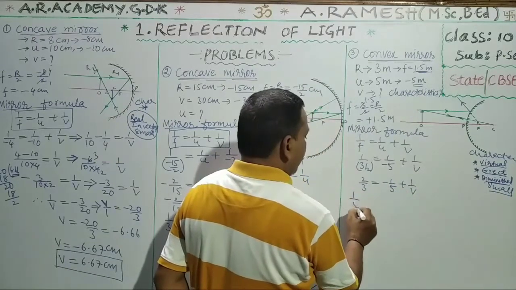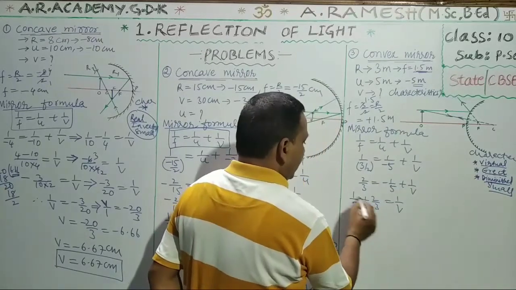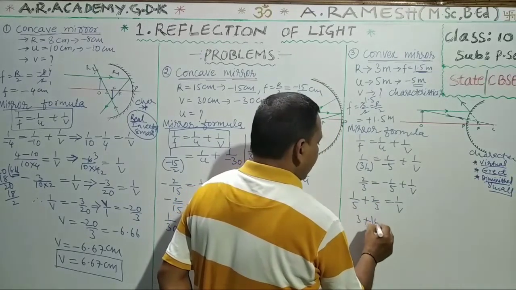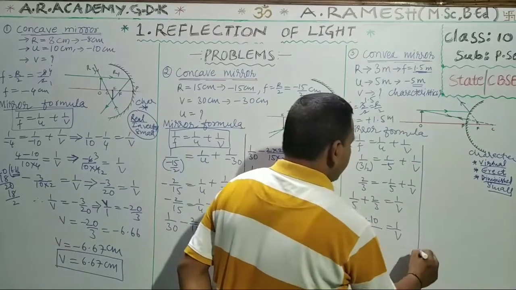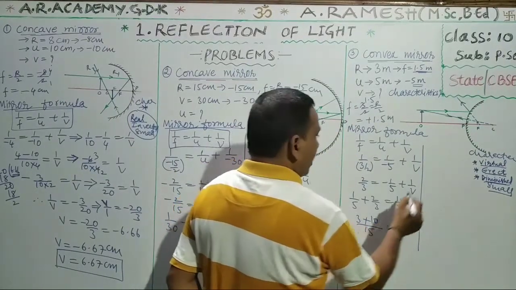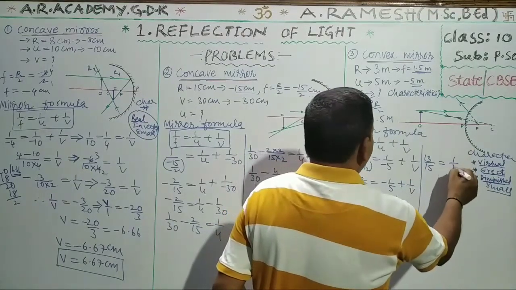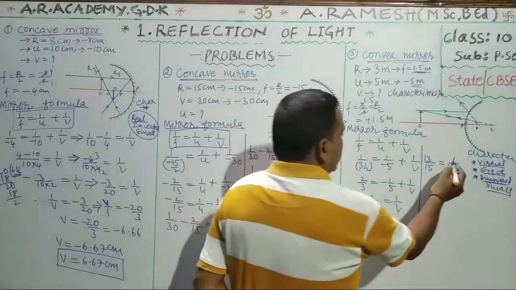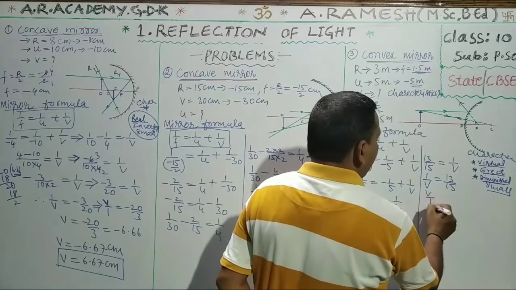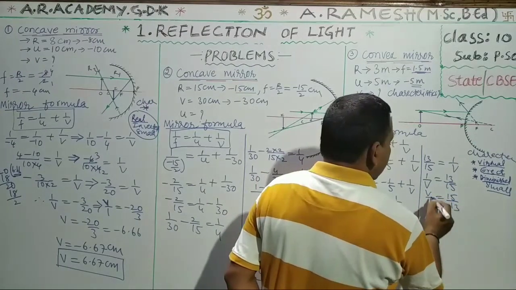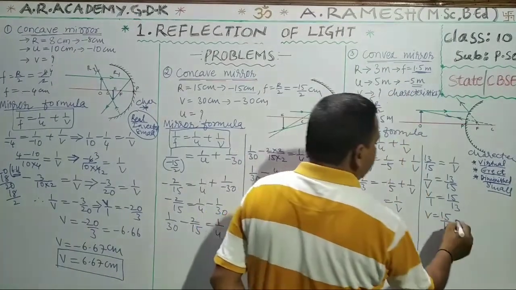Bring this to this side. 1 by 5 plus 2 by 3 equal to 1 by V. So 3 ones are 3, 5 twos are 10, 5 threes are 15, equal to 1 by V. Observe carefully, children. Here 3 plus 10 is 13. So 13 by 15 equals 1 by V. So V by 1 equals 15 by 13. That is V equals 15 by 13. Here the units are meters, so this is also in meters.